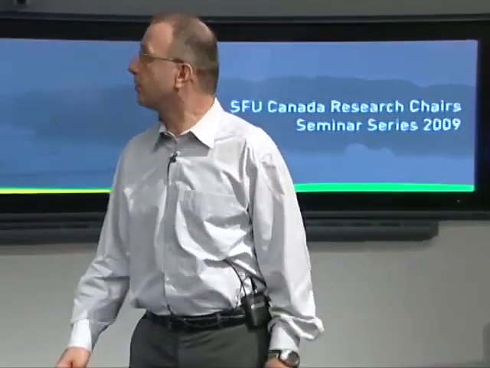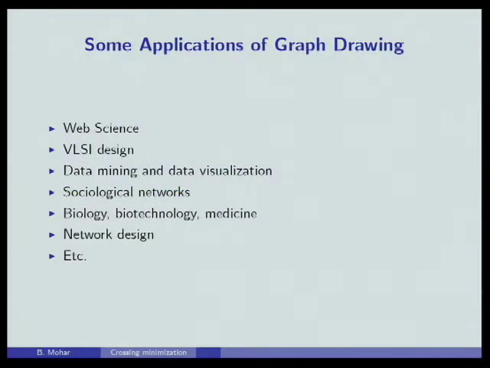So the relation of graph drawing and crossing number minimization goes from mathematics to many other areas of science. Some of them are put here, like web science. This is a very new science, looking at the network of the internet, for instance, and other networks related to it. VLSI design, that's the design of very large-scale integrated circuits. That's an important subject in designing highly efficient and very large integrated circuits for computer processors and so on.